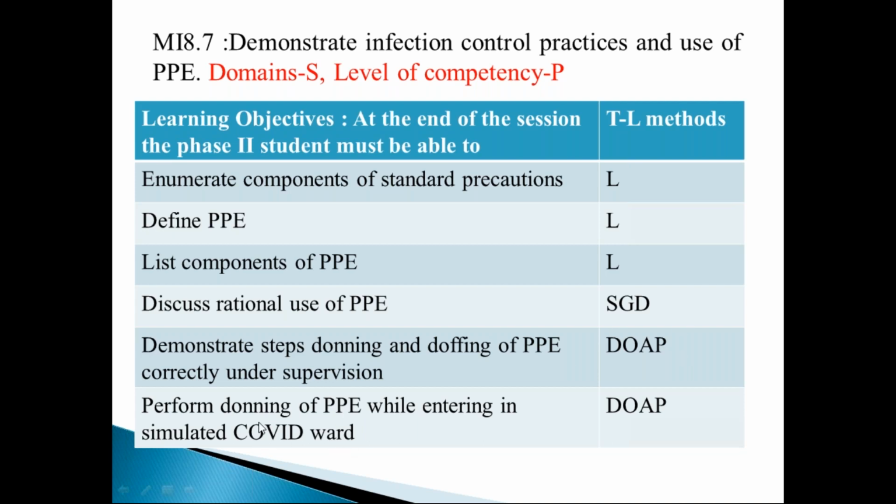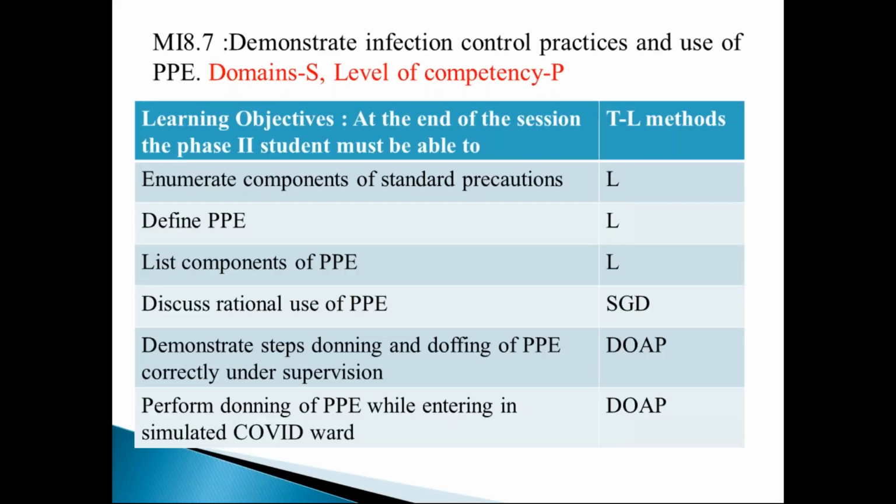Now next is perform donning of PPE while entering the simulated COVID ward. That again can be taught by DOAP. So in this we can teach the student up to P: knows how, shows how, and perform, and we can complete the domain of learning, which is skill. So I have covered all the domains of learning and levels of competency. Thank you. These are all the teaching learning methods. We can apply them according to the domains of learning and level of competency.